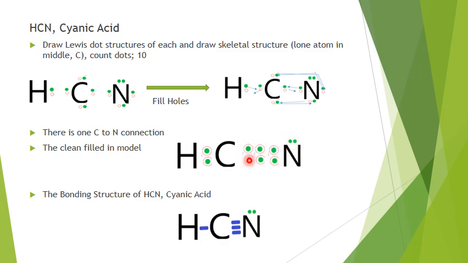So what you do is you replace each one of these with a dash. I know they're kind of set up different. These kind of go up and down, these go sideways, but I hope you can see that. So this is a shared pair, this is a shared pair, and so that's way across. Then you count the dots, get 1, 2, 3, 4, 5, 6, 7, 8, 9, 10, which is what we want. Replace the shared pairs with dashes, and you have this as a bonding structure. So you have a single bond between carbon and hydrogen, and a triple bond, it's called, between carbon and nitrogen.